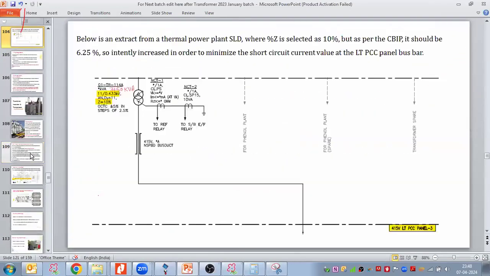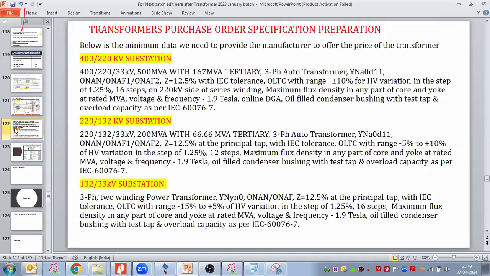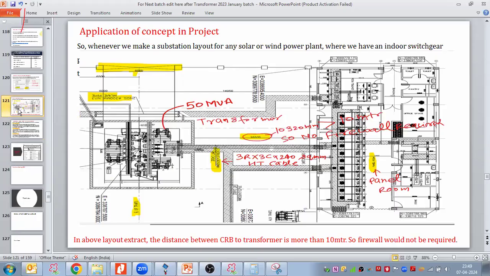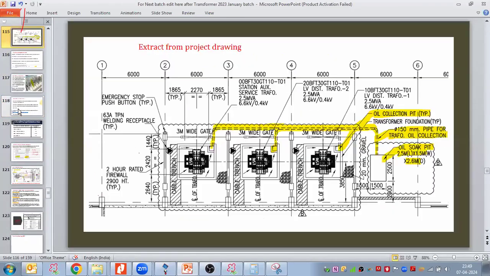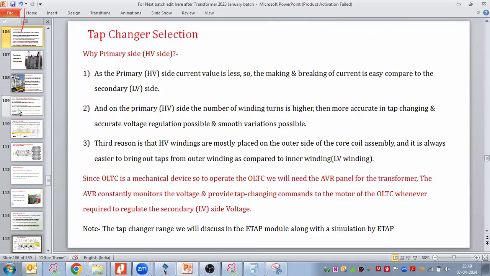Sir, for OLTC, we have seen somewhere that the OLTC range is written as minus 10% plus 5%, and somewhere we have written 16 step, 10 step. So is there any standard for that? Which type of capacity? We will discuss it when I come to ETAP. I will discuss the OLTC. Don't worry, I have already written this topic. When I reach ETAP, I will discuss this. The taps in the range we will discuss in the ETAP model along with the simulations by ETAP. Okay, sir. Thank you.